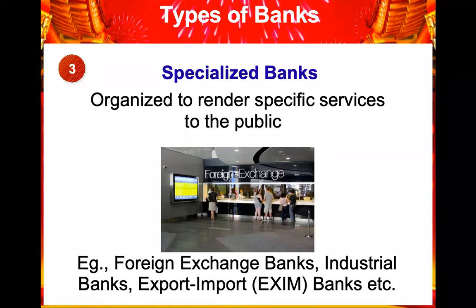So जो ऐसे banks होते हैं which provide you a specialized service, which are meant to provide you that particular service, they are referred to as basically specialized banks, right? अब ये तो होगी foreign exchange banks की बात.